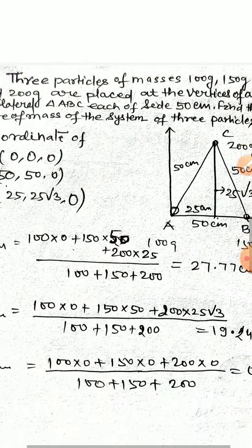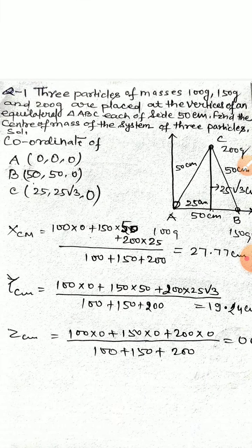Now question: 3 masses 100 gram, 150 gram and 200 gram are located at the vertices of an equilateral triangle ABC, each of side 50 centimeter. Find the coordinates of the center of mass of the system of the three particles.